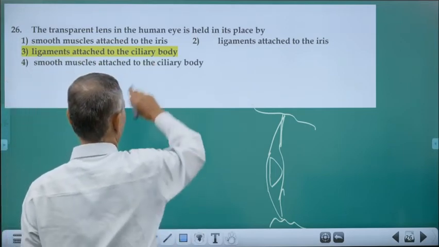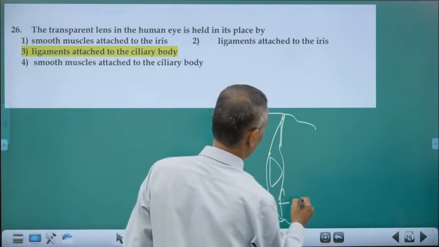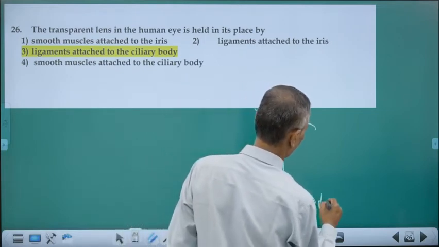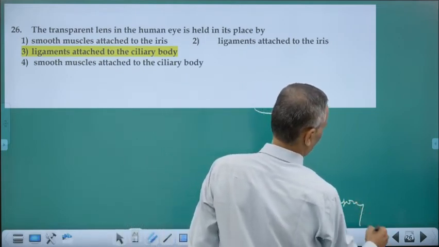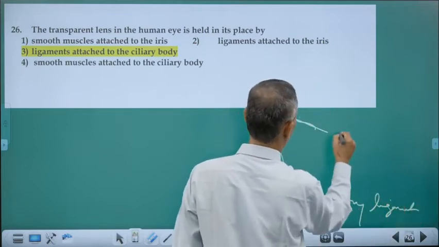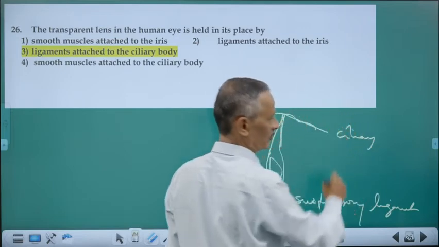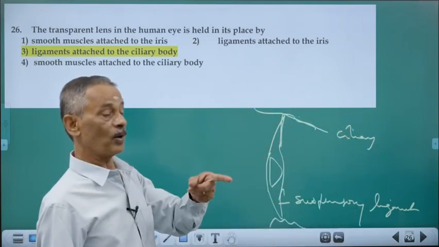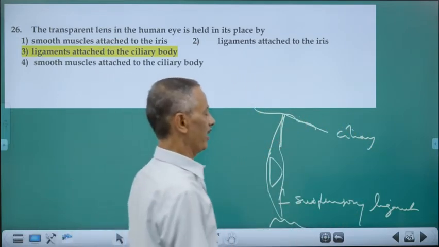Ligaments are attached to the ciliary body. This is the suspensory ligament, and this is the ciliary body. The ciliary body is the modified anterior part of the choroid, the middle layer.